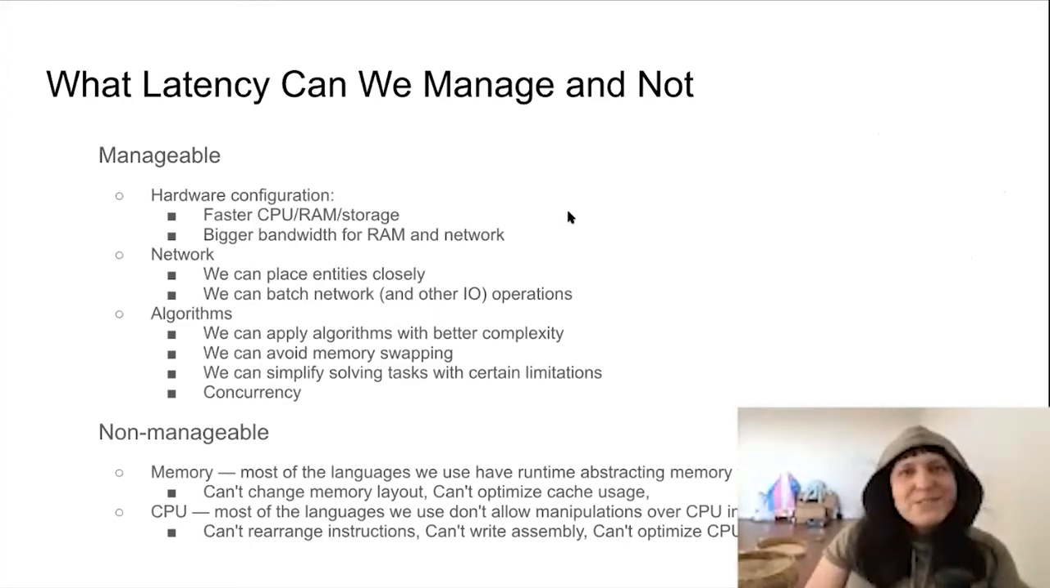Which latency can be managed and which cannot? I want to divide all kinds of latency into manageable and non-manageable. This is because we mostly program in TypeScript and Golang. Those are languages with garbage collection and with very specific compiling and interpreting procedures. So you don't have control over the CPU instructions. You don't have alignment, memory control, and so on. I will start from the non-manageable to cover it quickly.